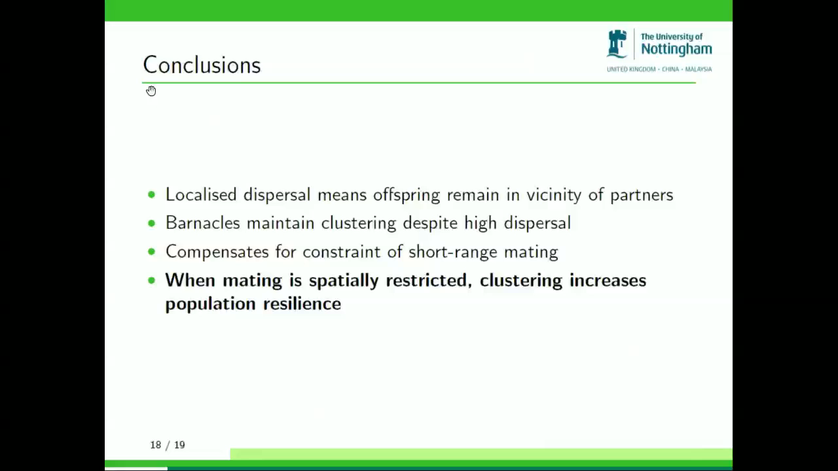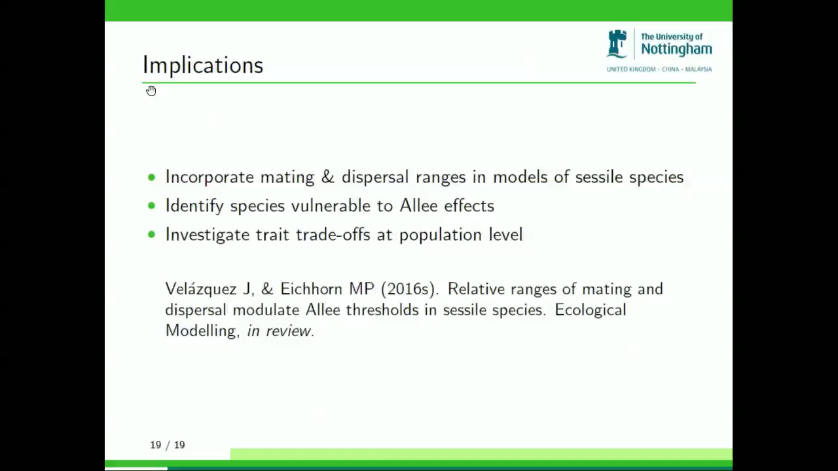So that's what barnacles and Diptera carp trees have in common. In terms of the applications, I think if you're modelling the dynamics of sessile species, you need to bring in the ranges of processes like dispersal and like mating to properly understand their dynamics. We can use this in an applied context to try and identify species that might be particularly vulnerable to Allee effects or to low population densities.